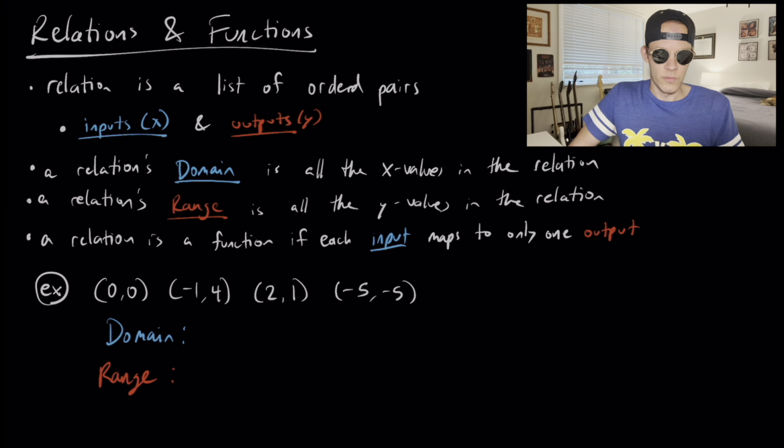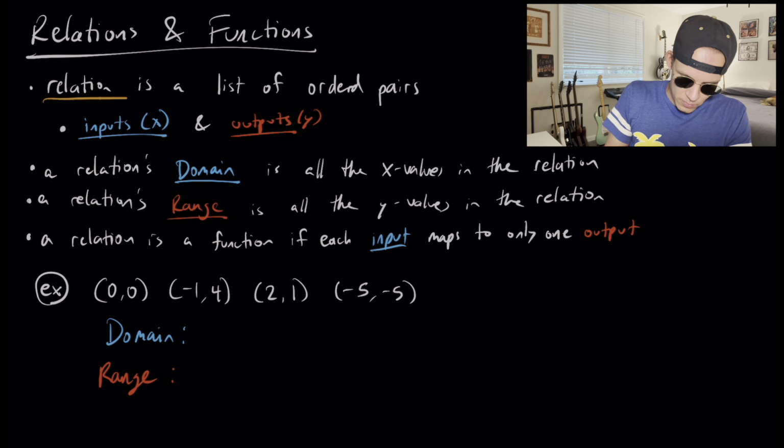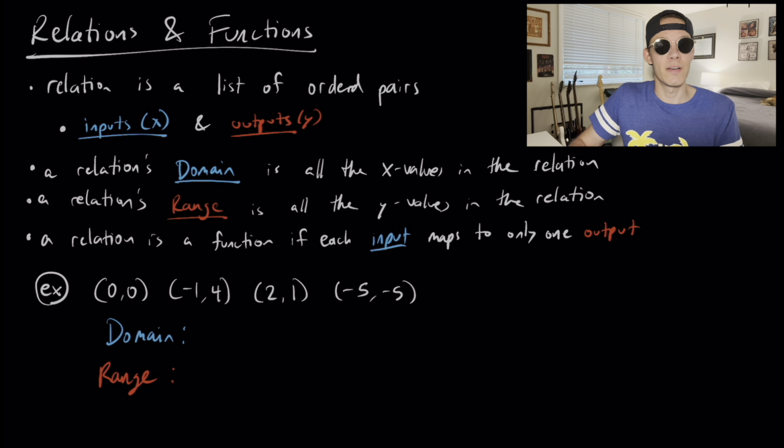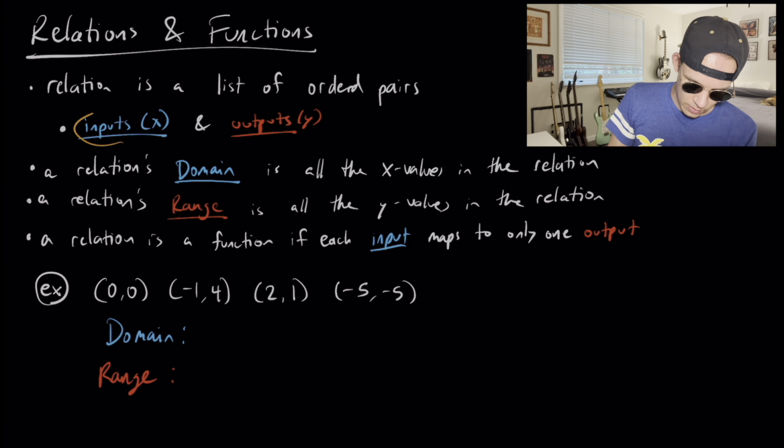All right, now that we did a little review on graphing, let's talk about relations and functions. So we'll start with relations. Simply put, a relation is just a list of ordered pairs. And maybe it represents two quantities, and you're trying to investigate how they're related to each other. And ordered pairs have x and y values. So we call our x values our inputs, and we call our y values our outputs.